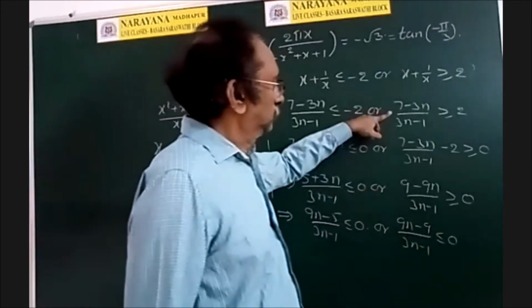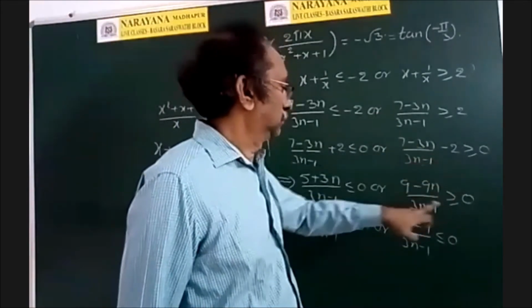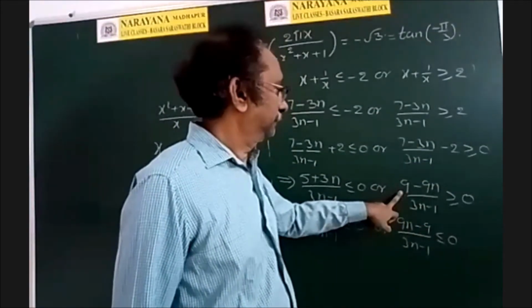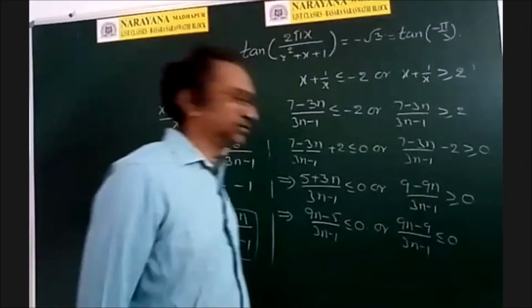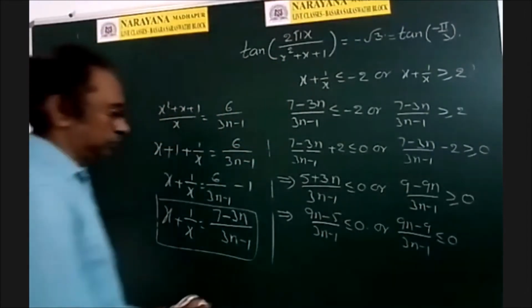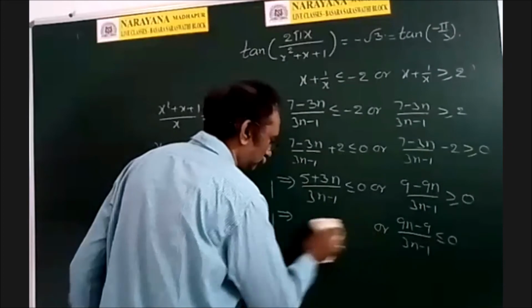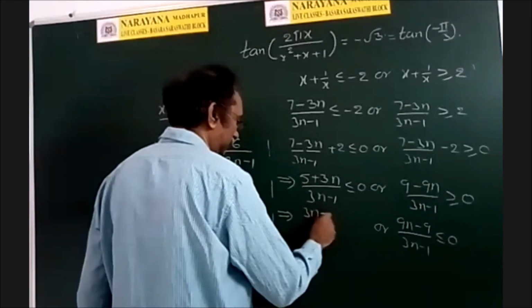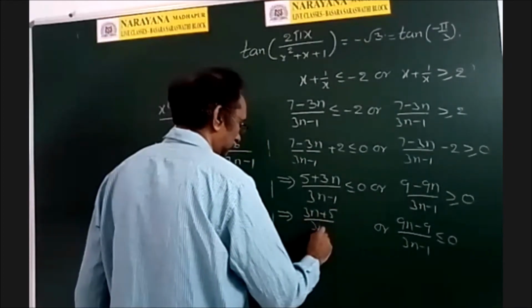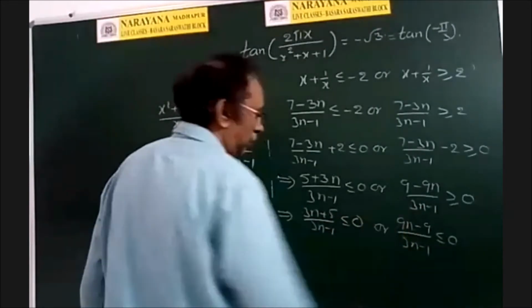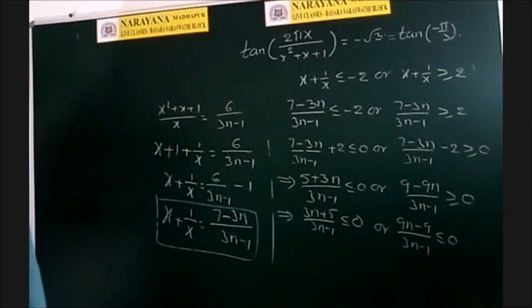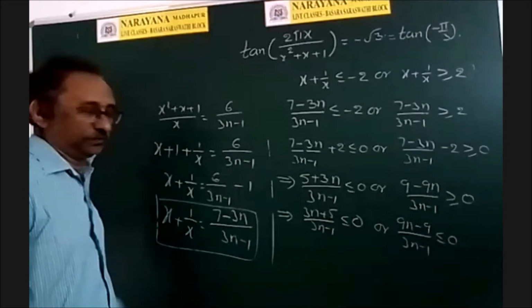So 9 minus 9, that is okay. And therefore, now there is no need to multiply minus again. So simply we can write or that one. Now, after this, we will simplify. Write down.